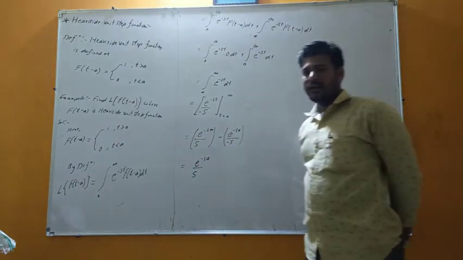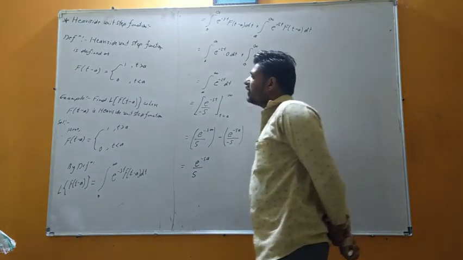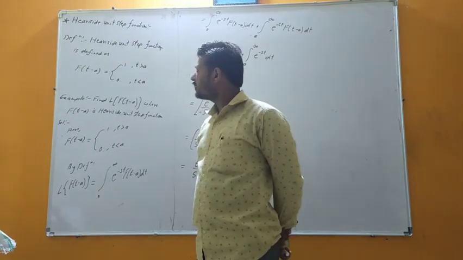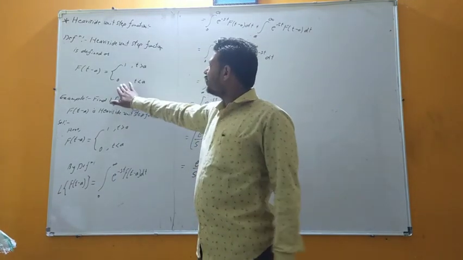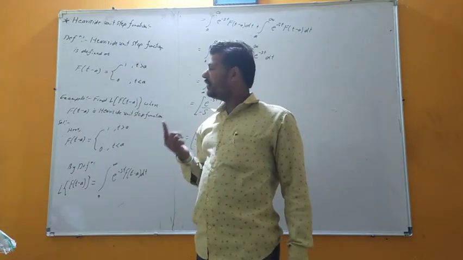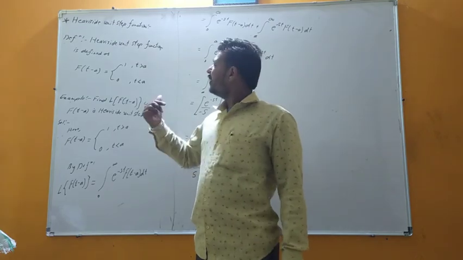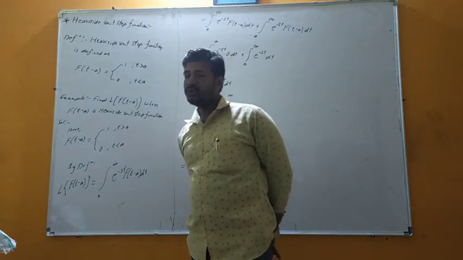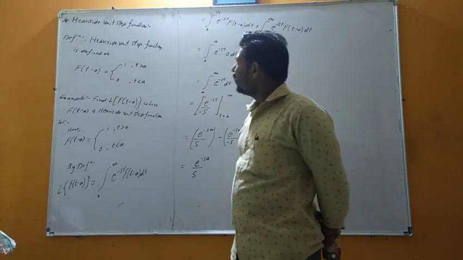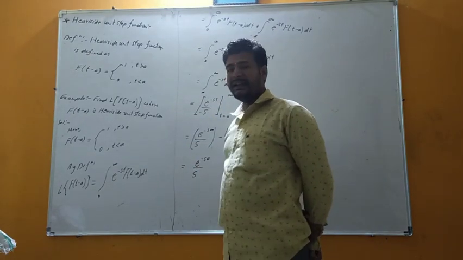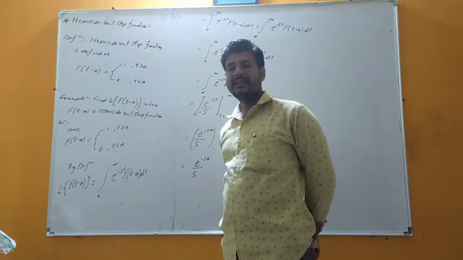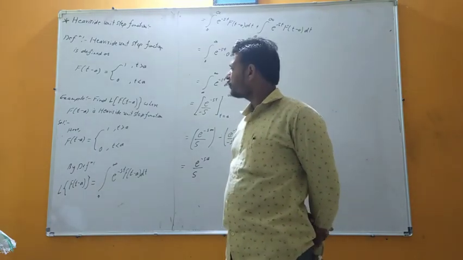This is directly taken as a unit step. Unit step means either 0 or 1. We know that 1 is what we call a unit. That's why it is called a unit step function. So now let us see how to find the Laplace transform of a unit step function, that is, the Heaviside unit step function.